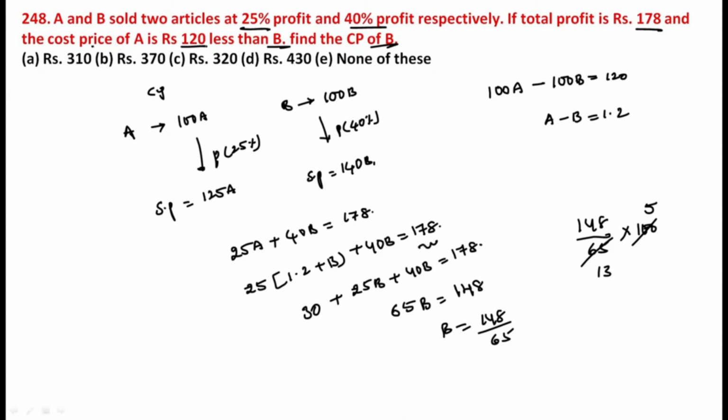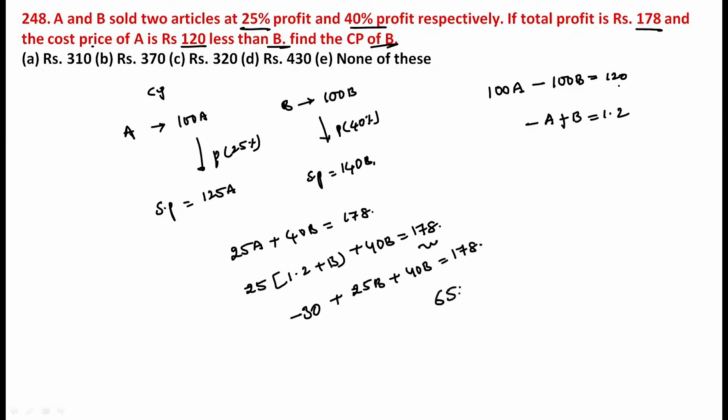So see, the cost price of A is equal to 120 less than B. A value is 120 less than B. This is the value of B minus A. I made a mistake here, now the sign is minus, because the value of A is less when compared to B. Sorry for that. Now see, 65B is exactly equal to 30 plus 178. Now the value becomes 208.